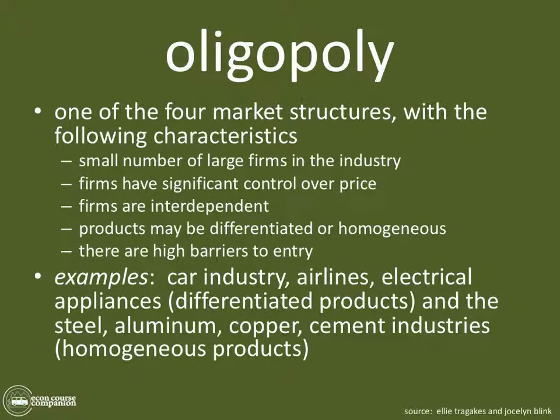So oligopoly is one of the four market structures with the following characteristics: a small number of large firms in the industry. Firms have significant control over price. Firms are interdependent on one another. Products may be differentiated or homogeneous, and there are high barriers to entry. Examples of these are the car industry, the airline industry, and electrical appliances, which are differentiated products, and the steel, aluminum, copper, and cement industries, which have homogeneous products.